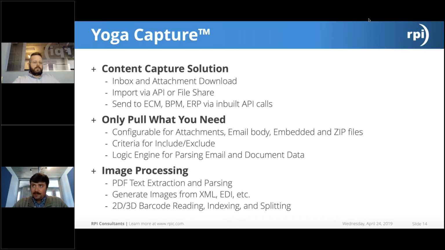And then image processing. So PDF text extraction and parsing. This is where we can actually start to open up some of those files to pull some of the data from it. So if you always receive invoices in PDF form, or you always receive a text file in your specific email that you're receiving from whoever, then we can actually open that and look for specific data.